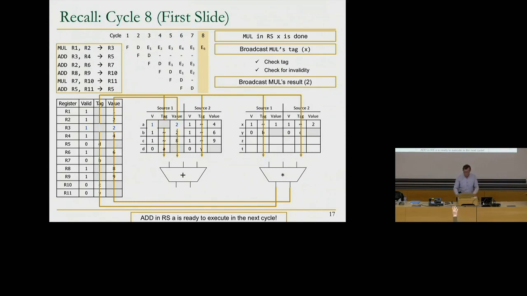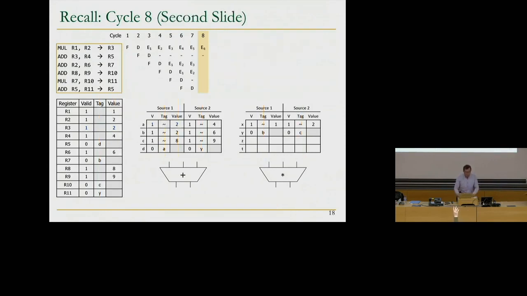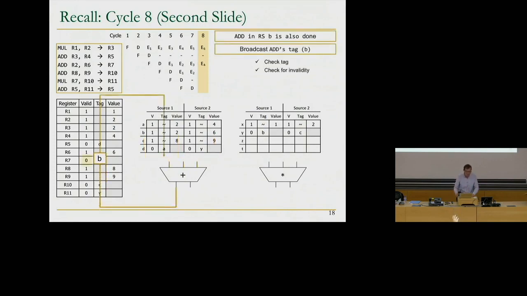Now there's also another cost, which is cycle 8. There's something else that's happening. The adder happens to finish executing its instruction also, so it broadcasts the tag of that instruction, B, and you need to do the same thing. Basically, B also needs to be broadcast in the same cycle at the same time to all of the locations that are marked with that tag over there.